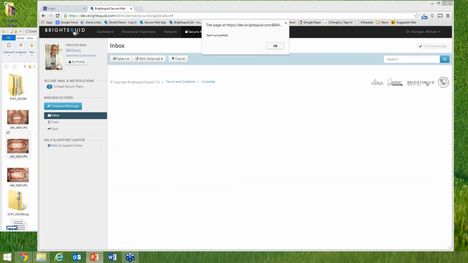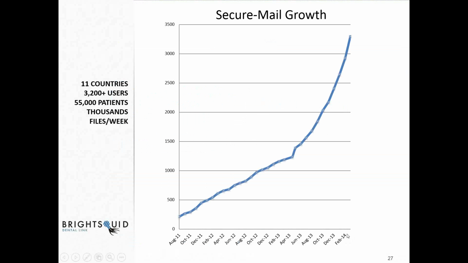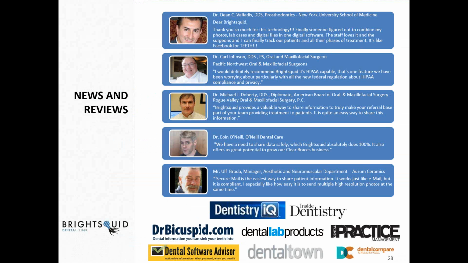Now getting back to the presentation, as I mentioned earlier, we've got about 11 countries that we're in now. We've got over 3,200 users and growing about 100 a week at this point. It's very, very exciting. We've got over 55,000 patients in the system, and thousands of files per week that are going back and forth. Very, very excited about our growth. We expect to hit close to 5,000 by the end of June based on the current trajectory and the current growth. Lots of news about us this week.